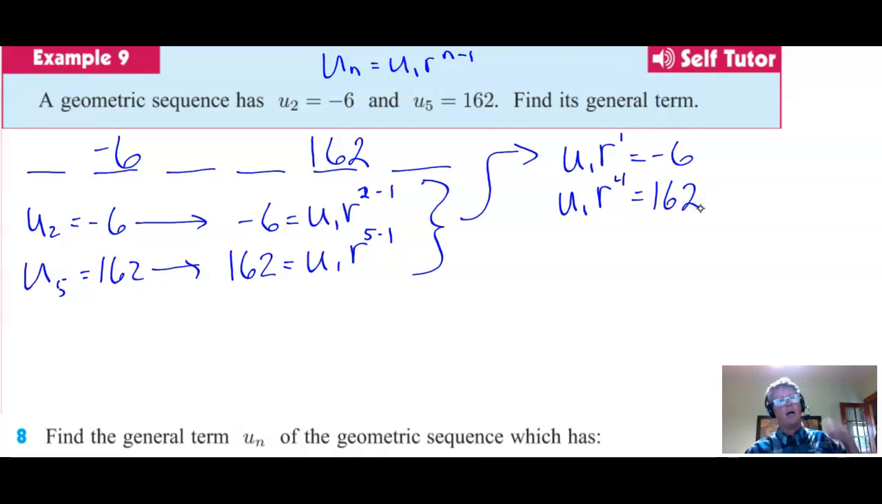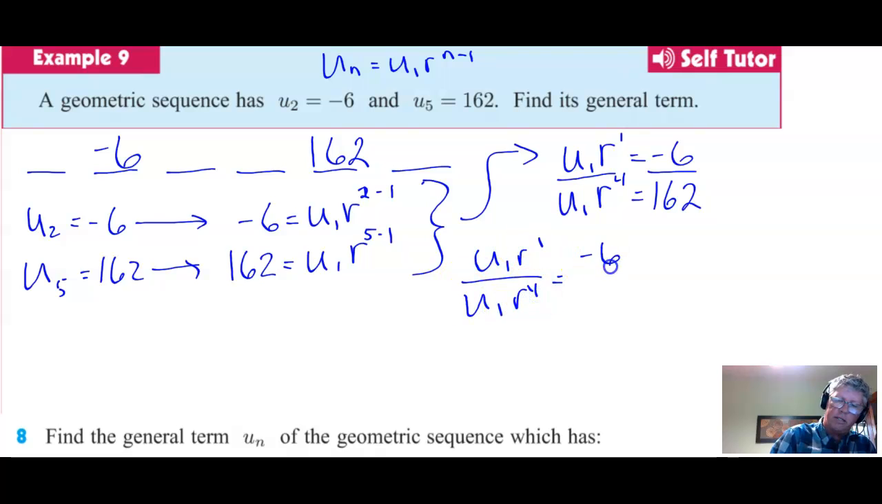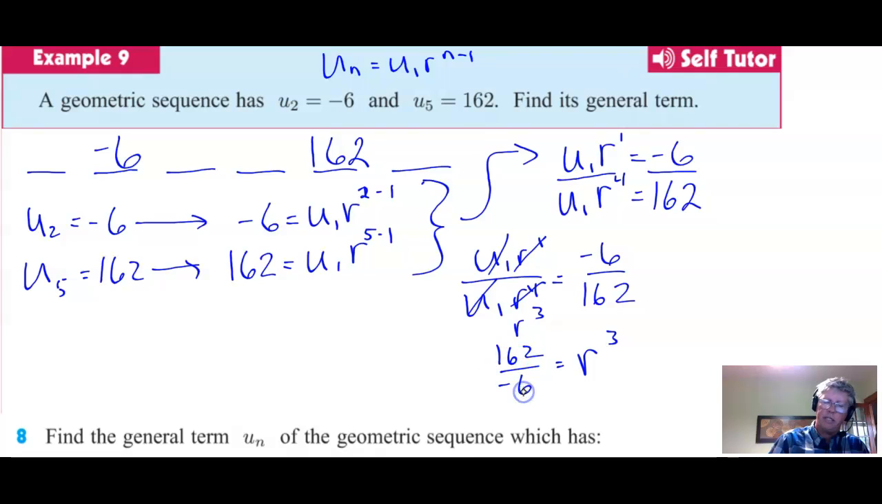All right, this is the way the book does it, and I thought it was kind of cool, is they stack them like that. What they do is they say, since this equals this, then I can just divide both, make that into one equation. So they write it as u1 r to the first over u1 r to the fourth equals -6 over 162. Very cool. U sub 1's cancel. R to the first goes to r cubed. So with a little bit of manipulation, we get r cubed equals 162 over negative 6.